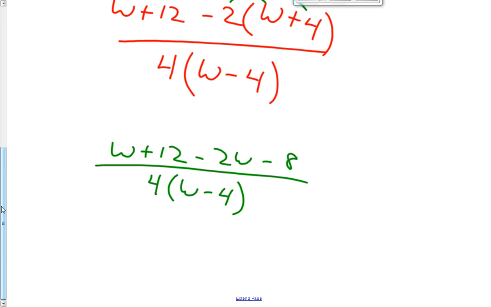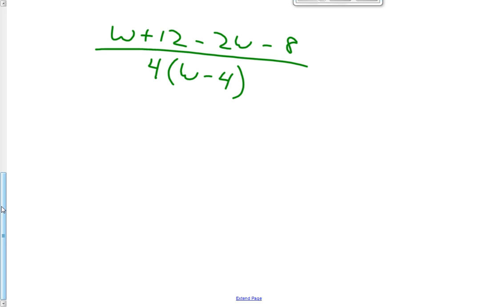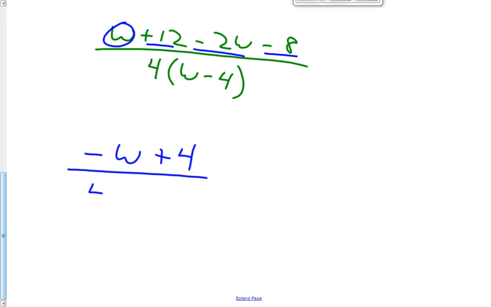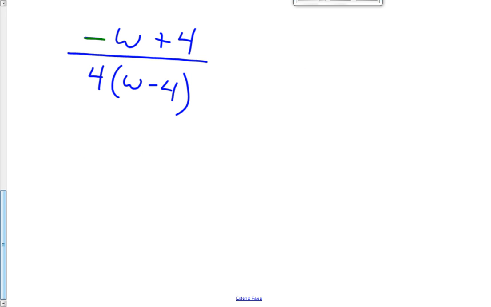Okay, let's continue our work. We're going to combine like terms. So 1w minus 2w's is a negative w, and 12 minus 8 is a positive 4. So a negative w plus 4 over 4 times the quantity w minus 4. Now one thing that you're going to notice, class, very often we're not going to want our variable to be negative if possible. Notice how we have a negative w there? Let's factor out a negative 1 to make that a positive w.